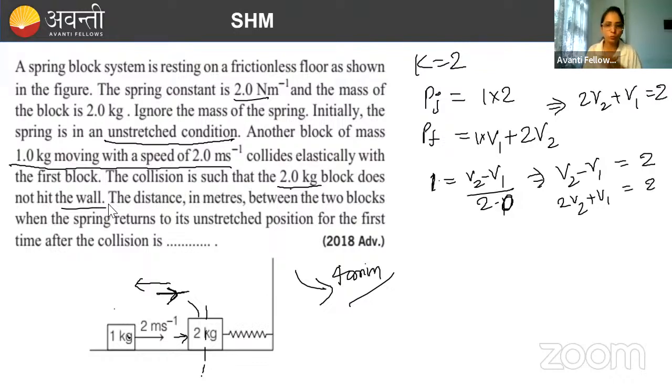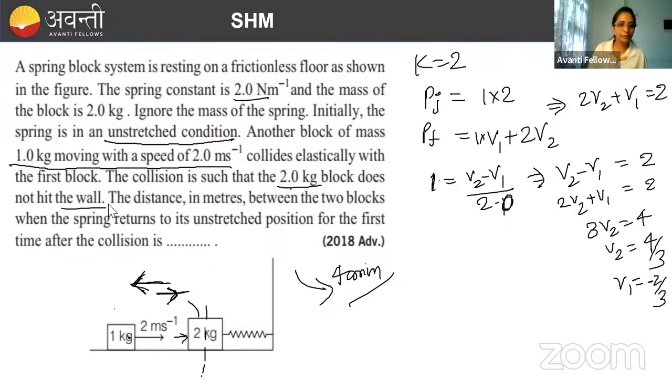If we are going to add these two, what value we will be getting? 3v2 equal to 4, so v2 equal to 4 by 3. v1 कितना आएगा? अगर आप यहाँ पे v2, 4 by 3 minus 2 करोगे तो v1 का value कितना आ रहा है? Minus 2 by 3. यानी कि the direction that I have taken is wrong, it will be in this direction. Done. So 1 kg mass will start moving in this direction with how much velocity? 2 by 3 meter per second. 2 kg mass will start moving in this direction with how much velocity? 4 by 3 meter per second. Now what the question is: distance in meters we have to calculate between the two blocks when the spring returns to its unstretched position for the first time after collision.